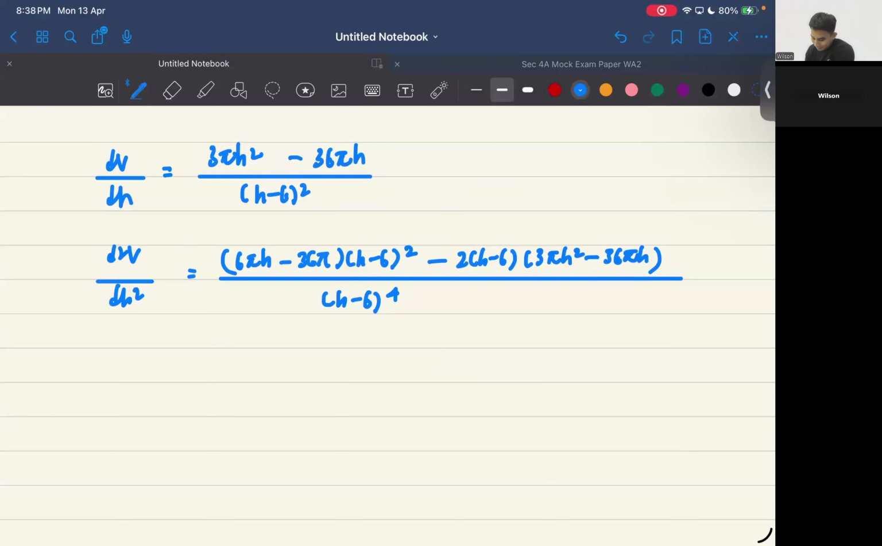Okay. Now, just sub it in. At this point, don't go expand out. Don't make my life difficult also. So when my h equals 6 over here, my d square v over dh square.